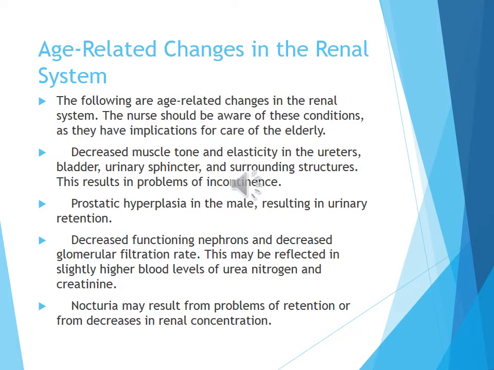In prostatic hyperplasia in the male, this results in urinary retention, decreased functioning nephrons, and decreased glomerular filtration rate. This can be reflected in slightly higher blood levels of urea nitrogen and creatinine. And then you can have nocturia, which may result from problems of retention or decreases in renal concentration.